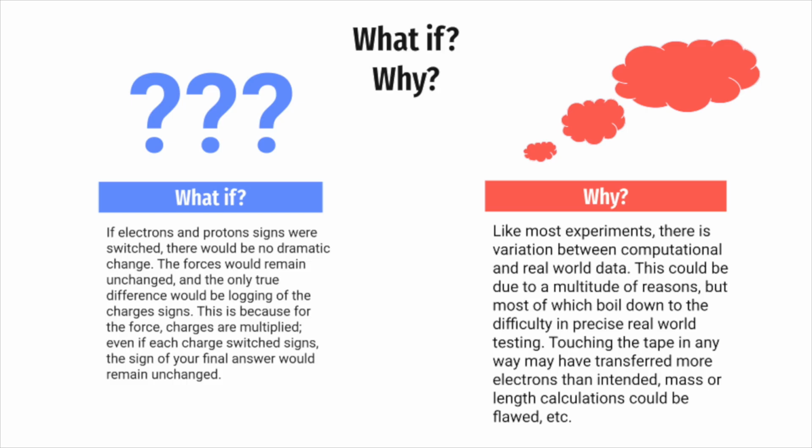And finally, like most experiments, the real-world data does not exactly match that of the model. Why is that? Like most experiments, there is a variation between computational and real-world data. This can be due to a multitude of reasons, but most of which boil down to the difficulty in precise real-world testing. Touching the tape in any way may have transferred more electrons than intended, mass or length calculation could be flawed, and a multitude of other errors could have happened during real-world testing.